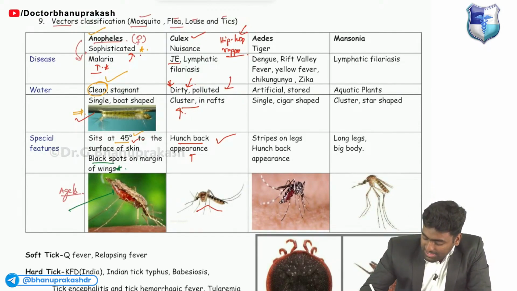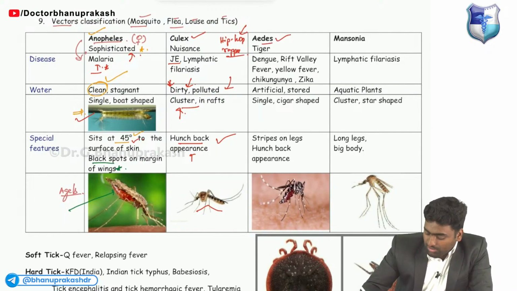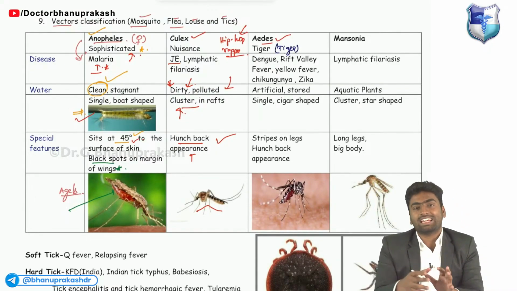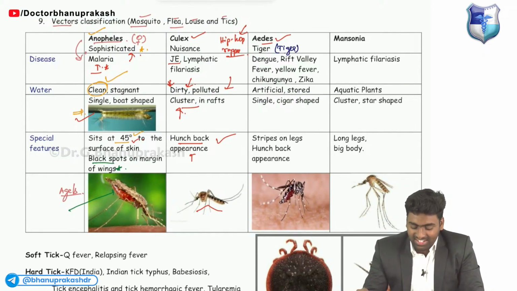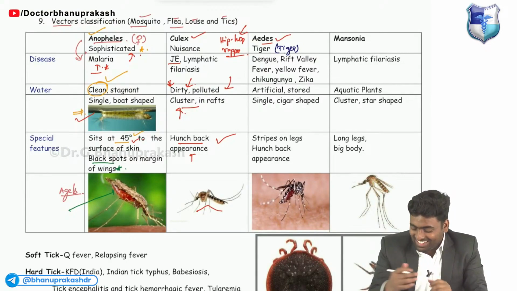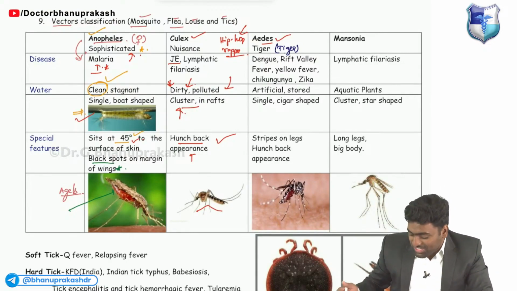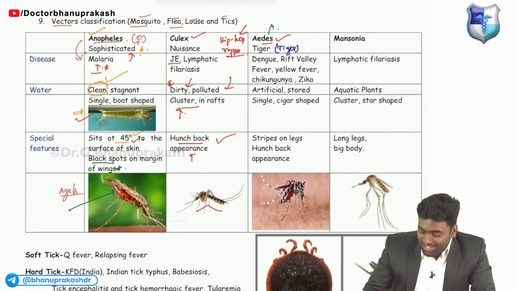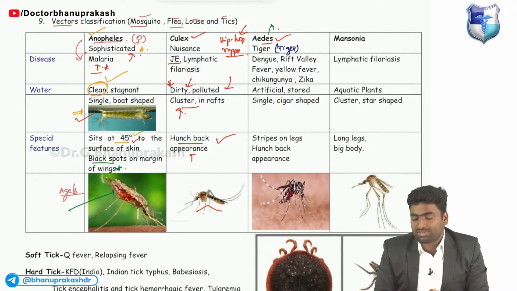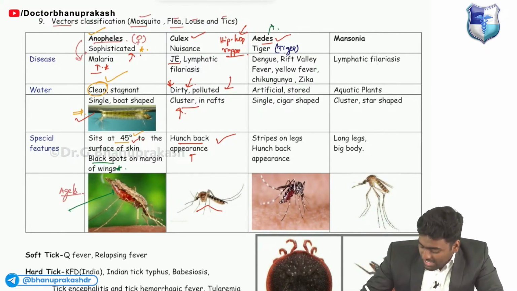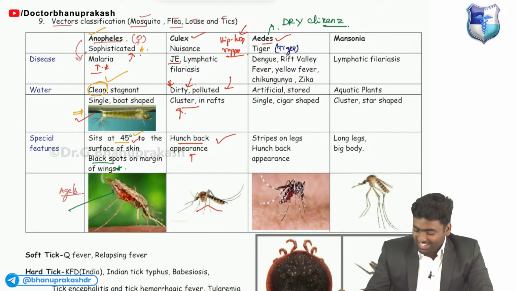Fine. And next mosquito, it is this Aedes mosquito, also known as tiger mosquito. Okay, tiger. Is a tiger a vegetarian or non-vegetarian, guys? Tiger, it is a non-vegetarian. So to remember the diseases which are caused by the Aedes, remember it as dry chickens. Okay, it is non-veg. Yeah, good. It is a chicken.